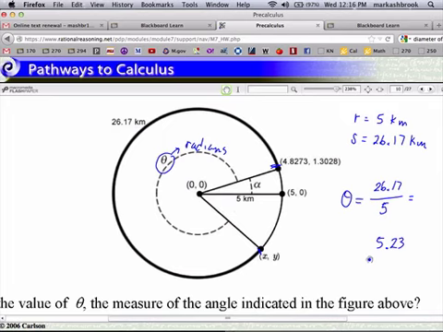So, radians. Okay, what's the next question? What does 1.3028 divided by 5 represent?